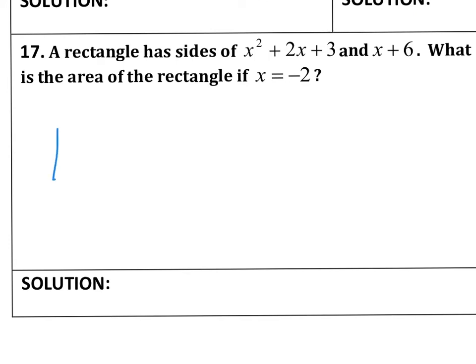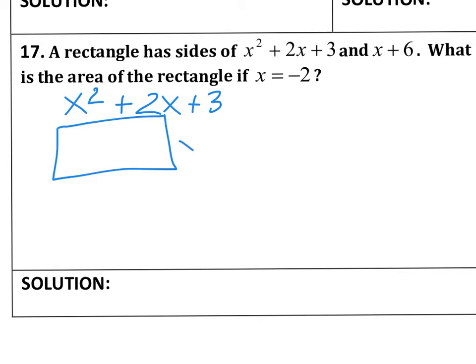Alright, so I like to draw pictures sometimes. It helps me figure out what's going on. So right now I'm looking at a rectangle, and one of the sides is x squared plus 2x plus 3, and the other side is x plus 6. So what I know that I'm going to do eventually, it asks for the area, and area is the length times the width, and it wants to know the area if the rectangle has an x that equals -2.